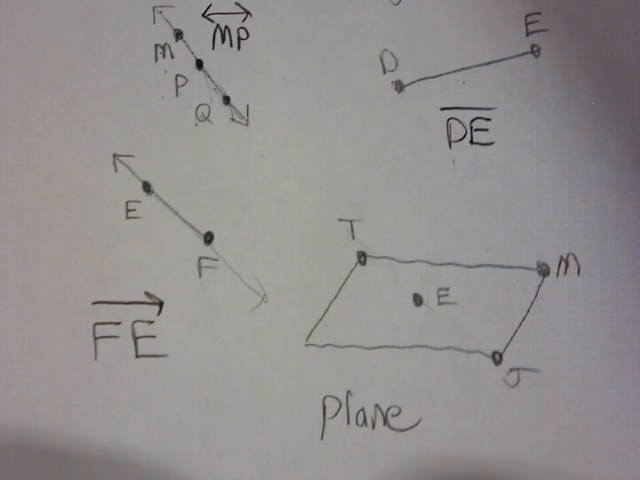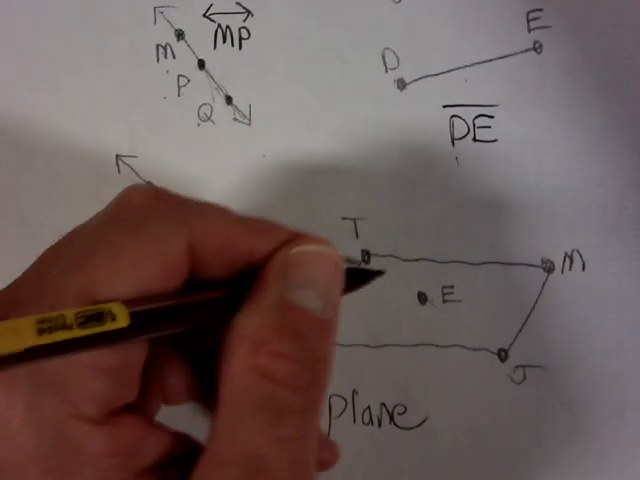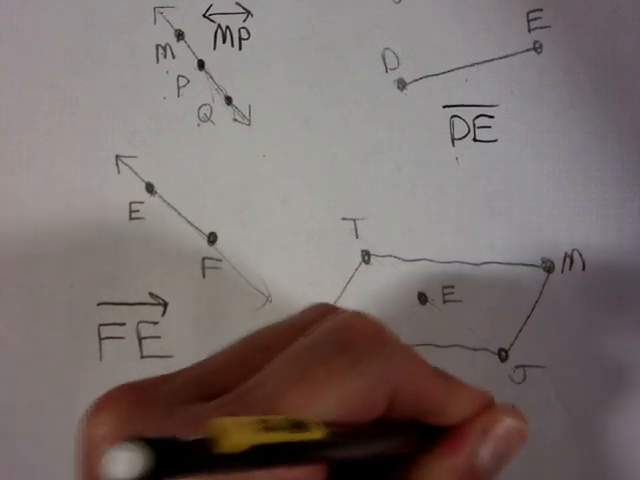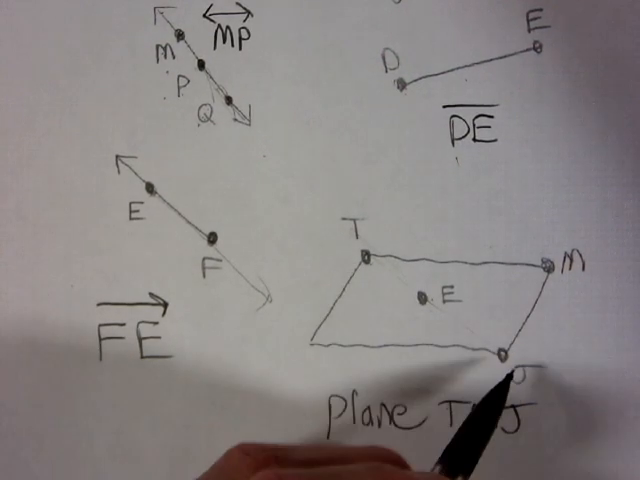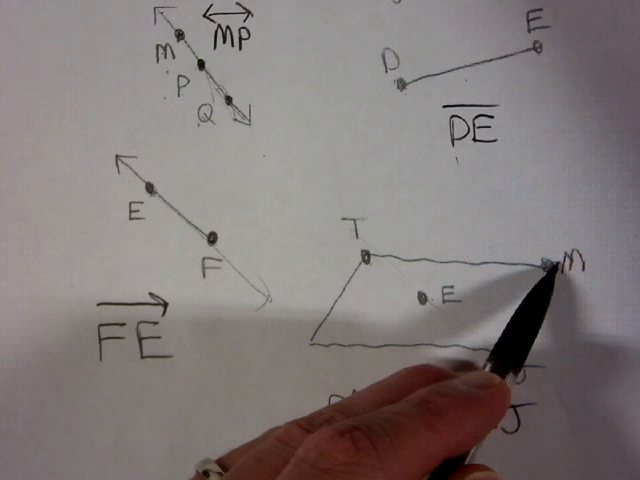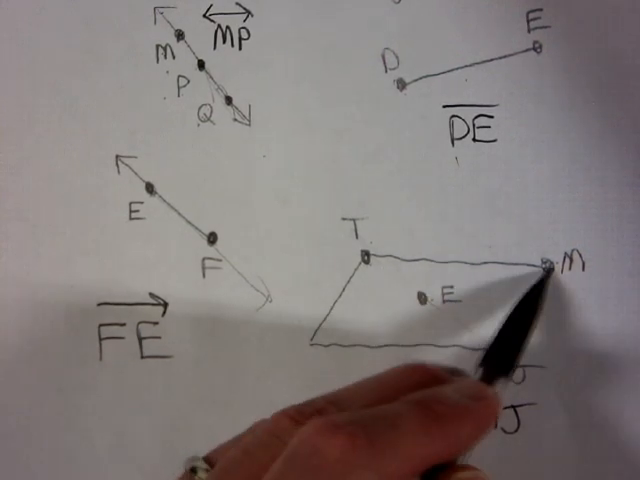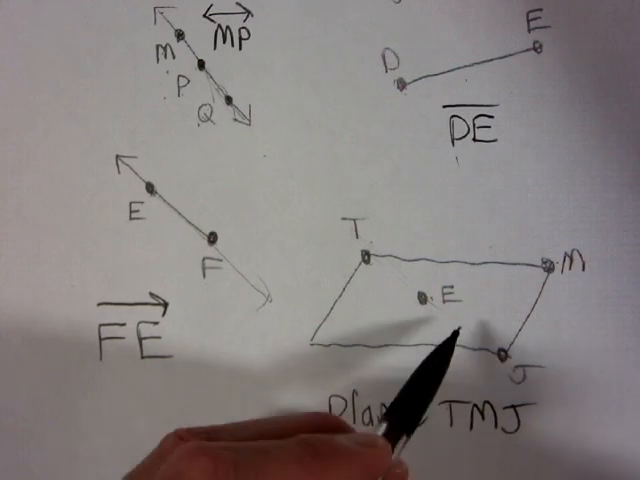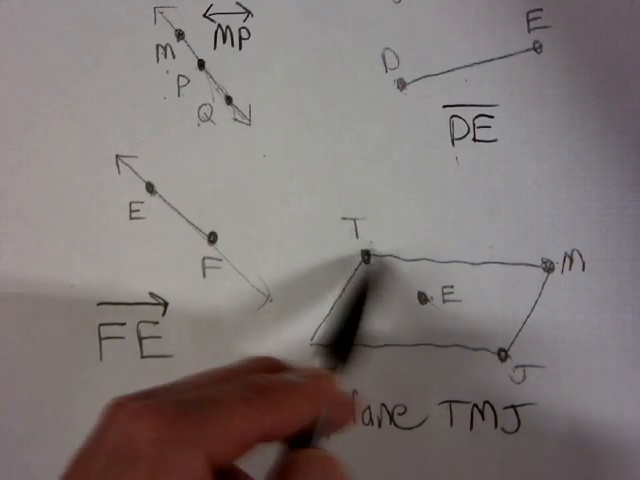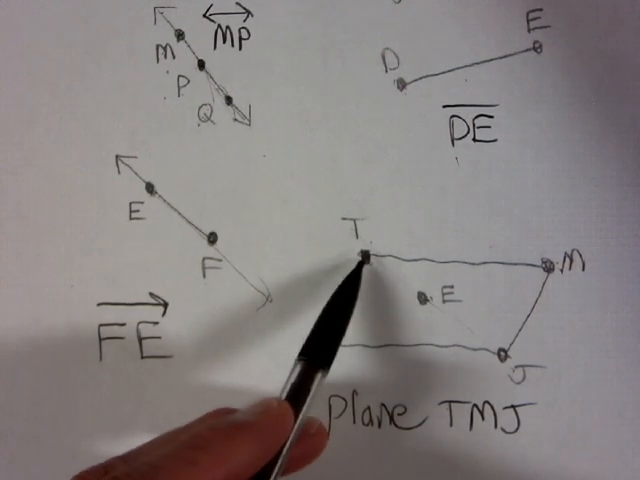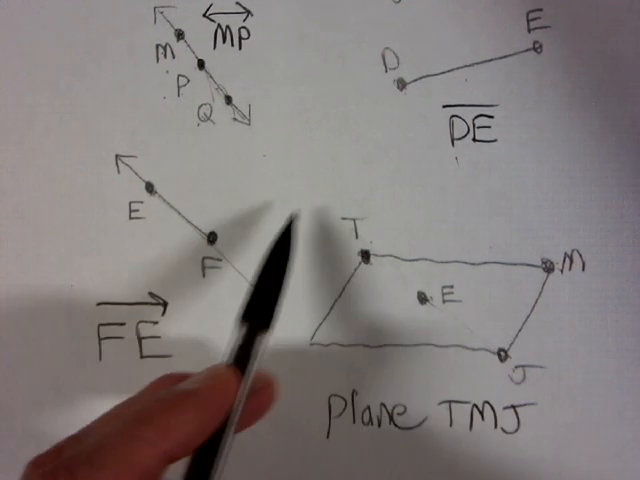So I can call it plane TMJ, and that's just one answer. I could call it JM, T, M, J, T, T, E, M, M, E, J, J, E, M, E, T, M. You get the idea? I just cannot call it T, E, J, because those 3 are in a line.